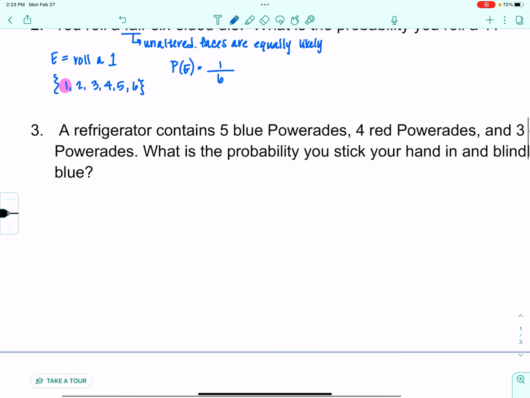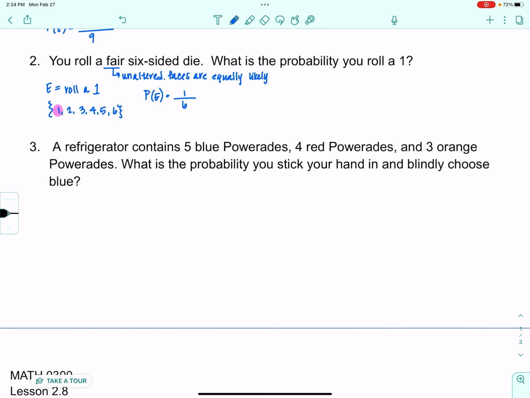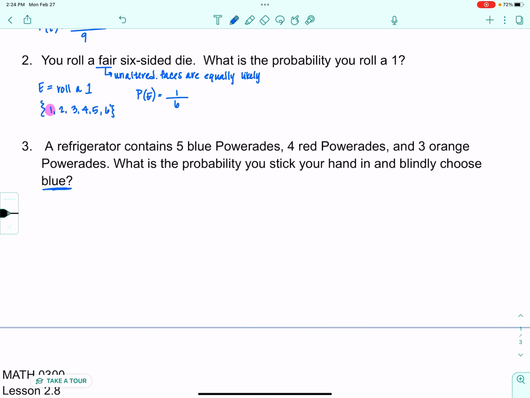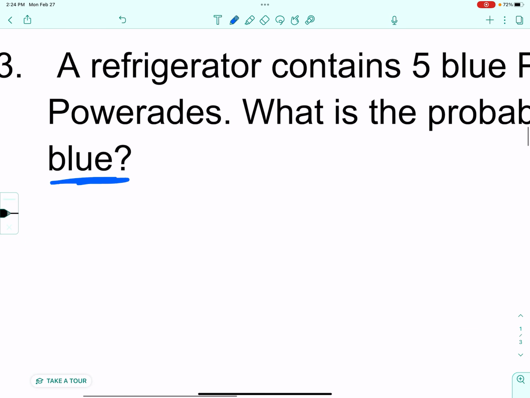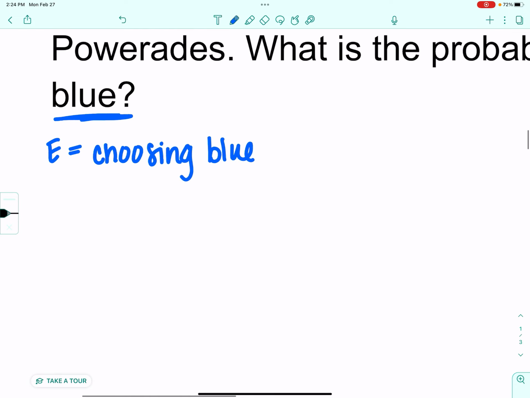Now we have a refrigerator that has 5 blue Powerades, 4 red, 3 orange. What is the probability you stick your hand in and choose a blue? So I'm going to define my event. My event is choosing a blue. I'm going to define my sample space.